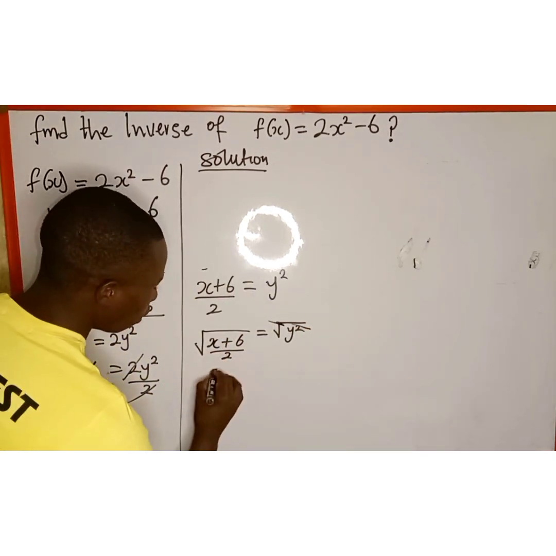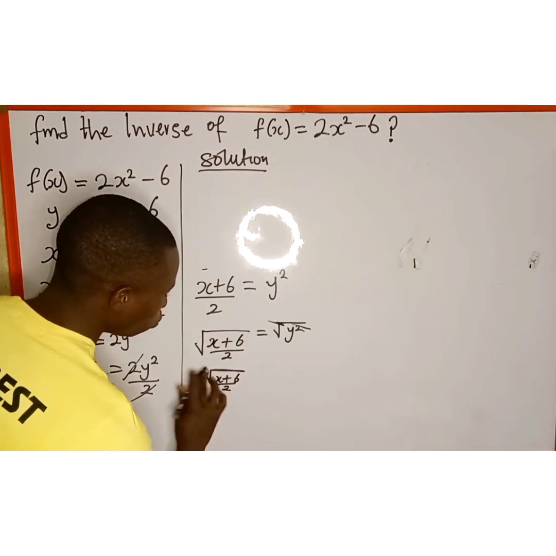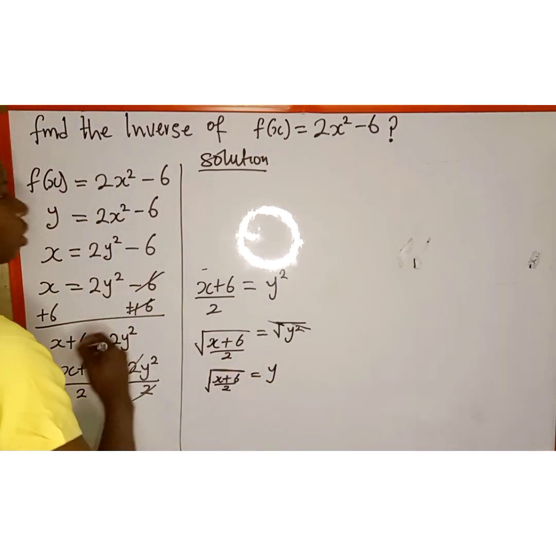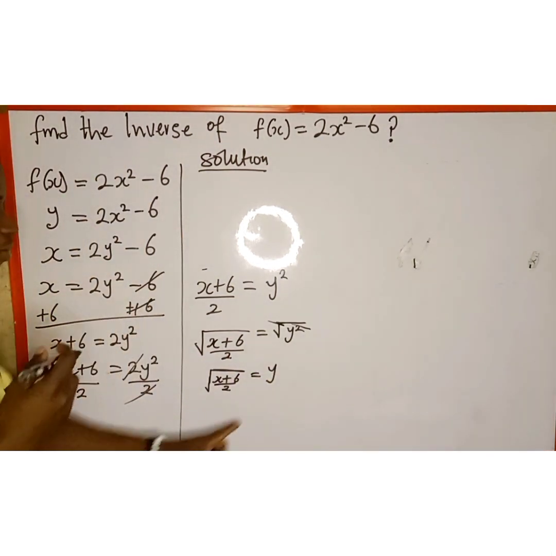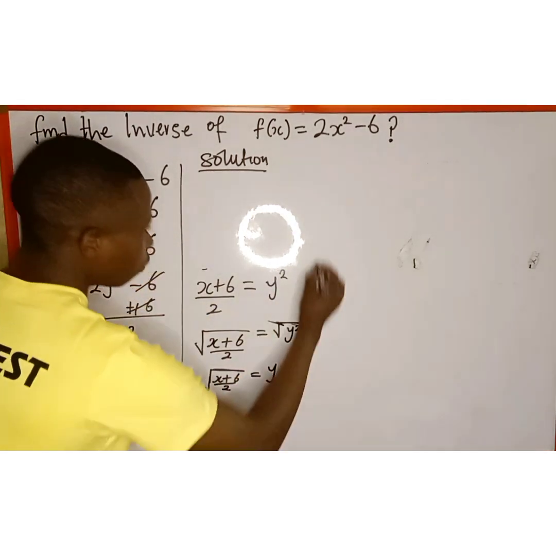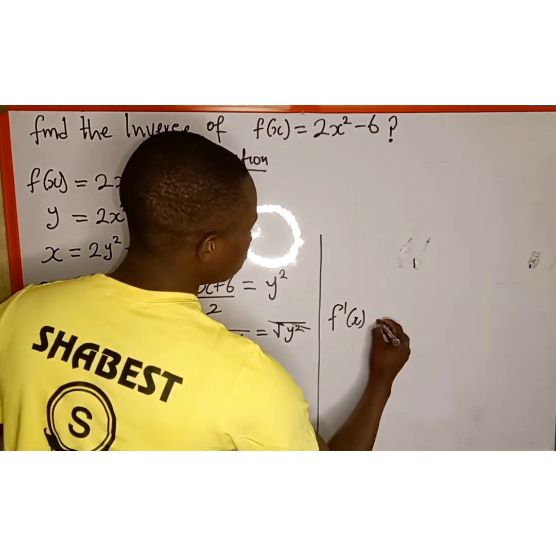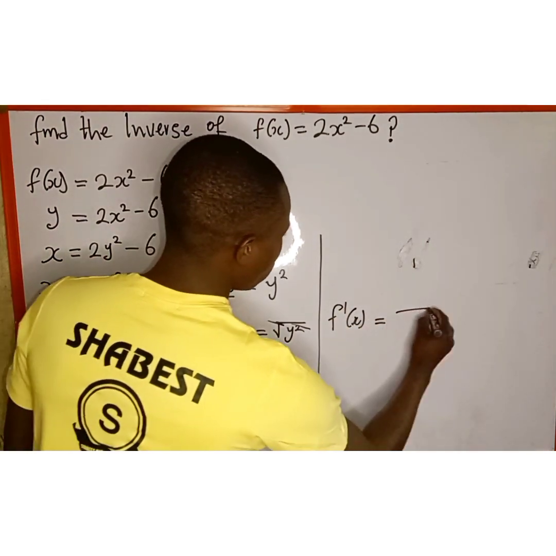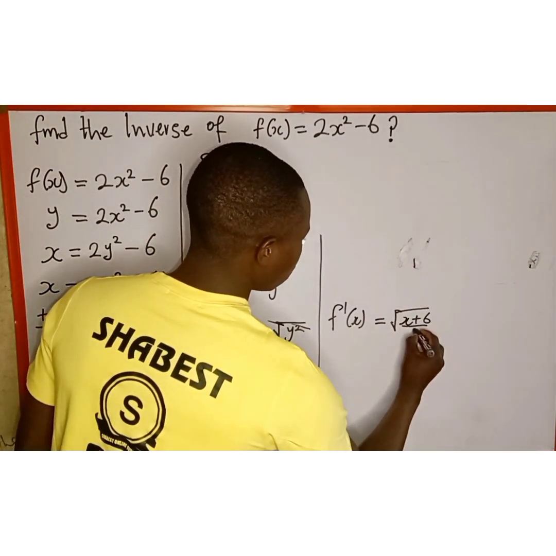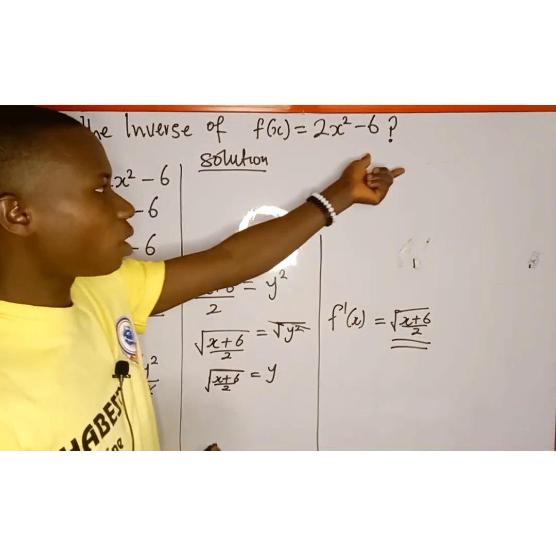So I'll have the square root of s plus 6 over 2 is equal to y. So after we have successfully made y the subject of the formula, therefore the inverse of this function, f inverse of s, will be equal to the square root of s plus 6 over 2. So this is the inverse of this function, 2s squared minus 6.